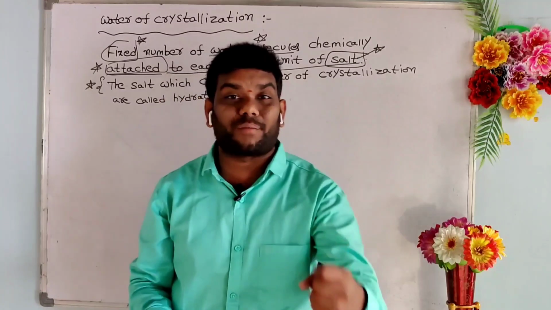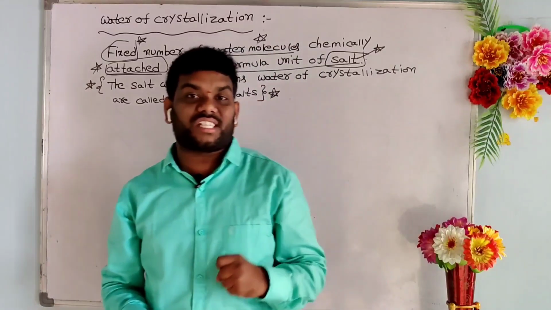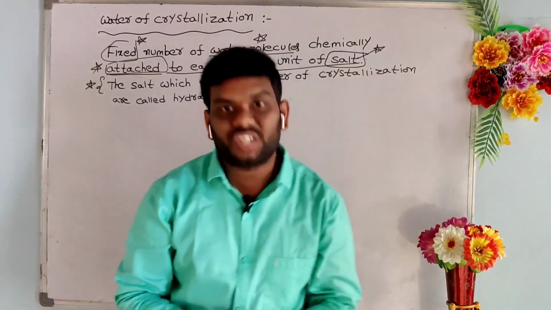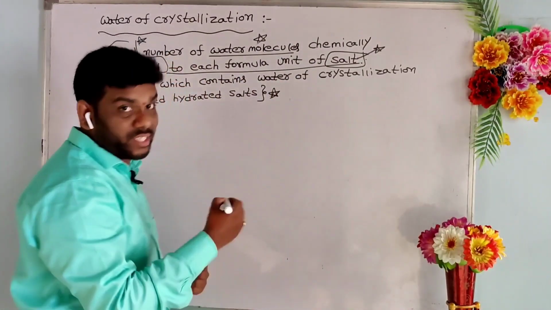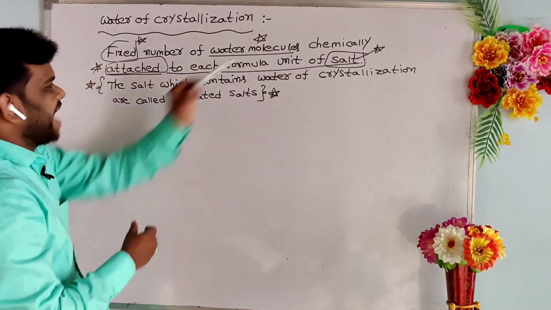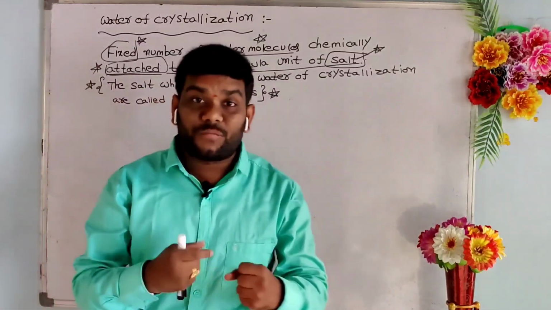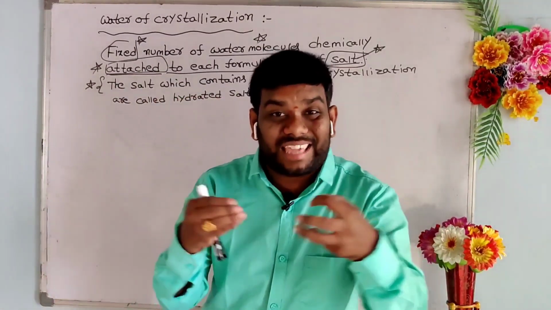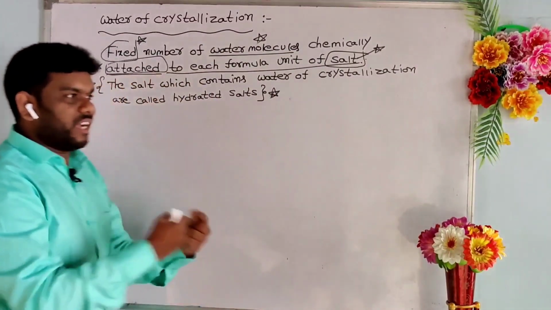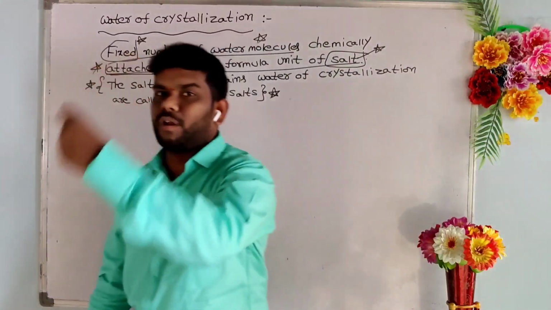So in that fixed water molecules, I will remove in this concept. How do you remove water of crystallization? What is the activity? Describe an activity. Water of crystallization means, once again I will repeat, a fixed number of water molecules chemically attached to each formula unit of salt. It is very important. Once again, a fixed number of water molecules chemically attached to each formula unit of salt.